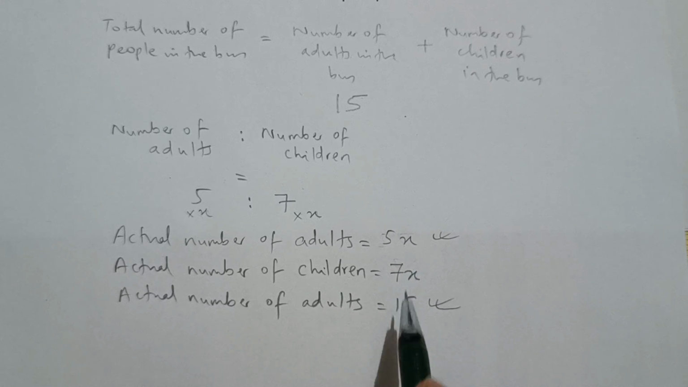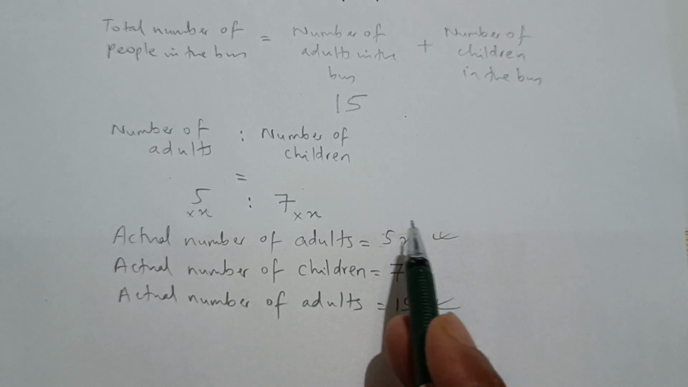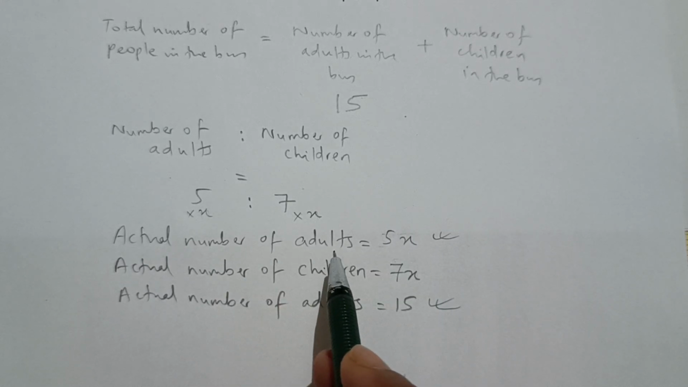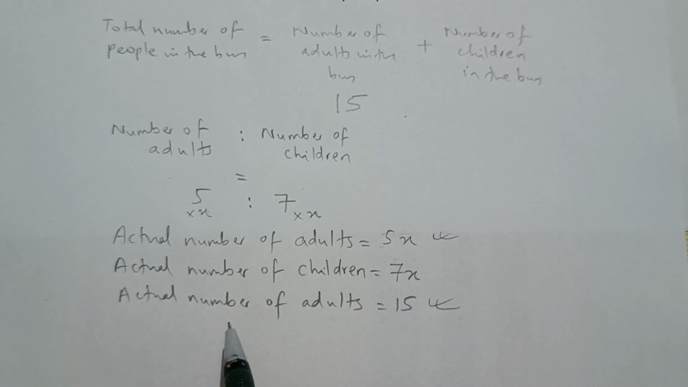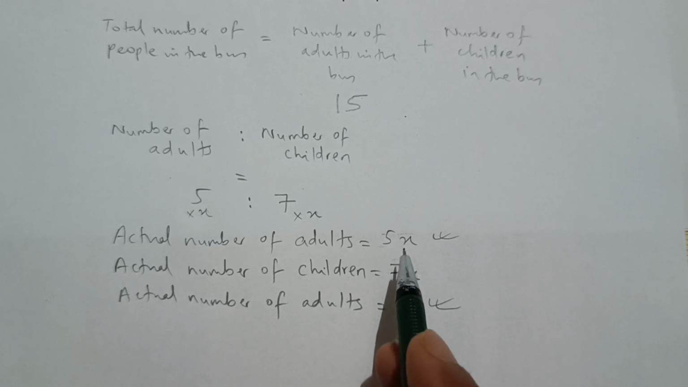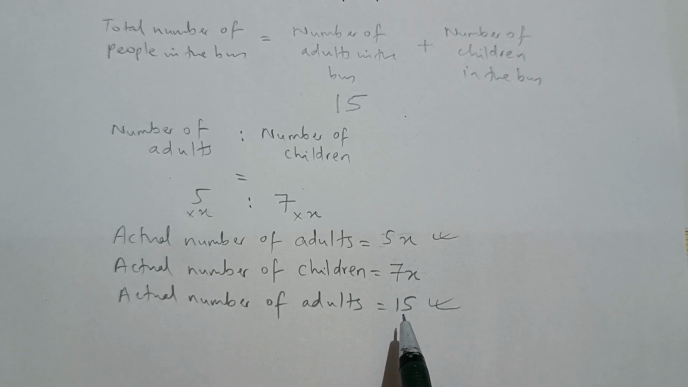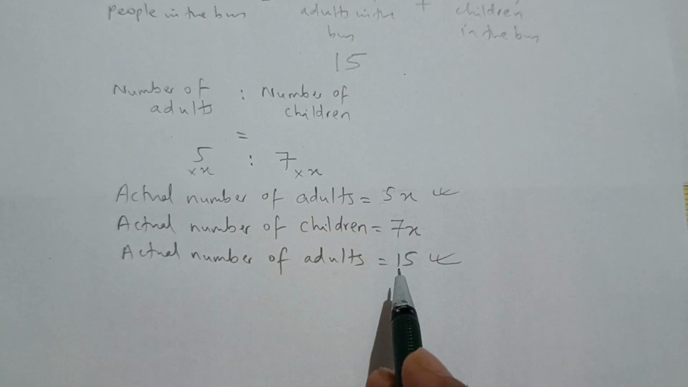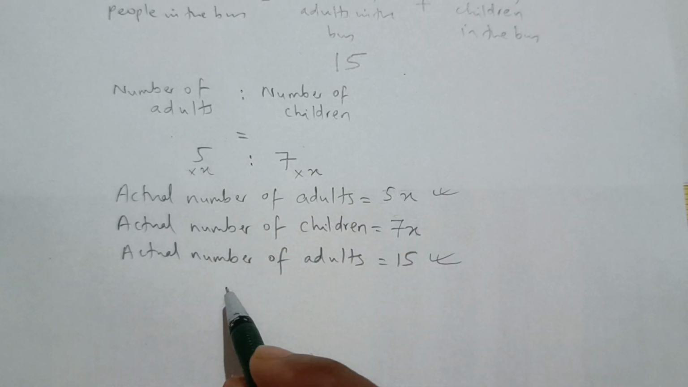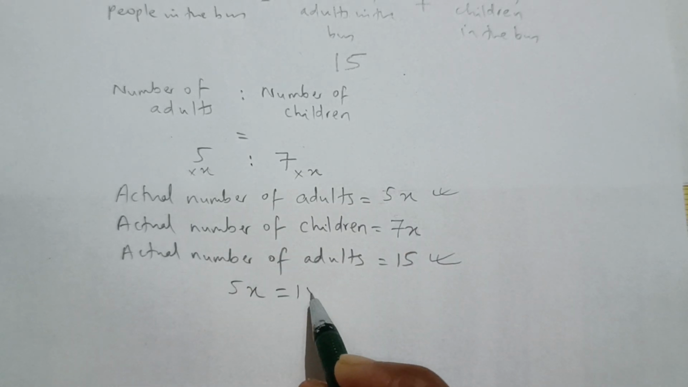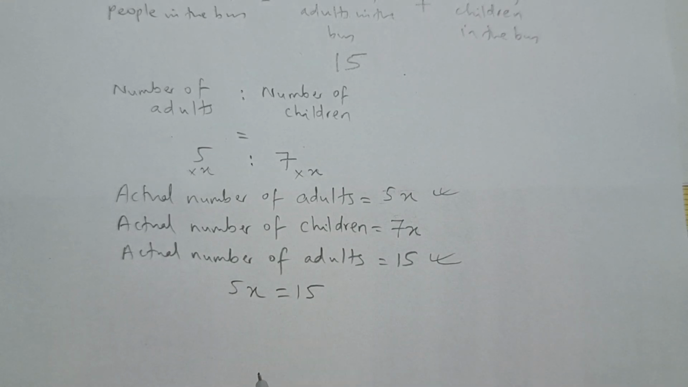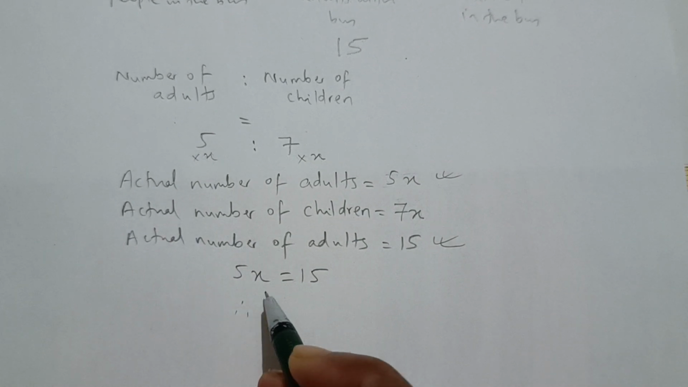5x and 15 are equal to each other because 5x is the number of adults in the bus and 15 is also the number of adults in the bus. So from these two statements I can say that 5x is equal to 15. From here I can find the value of x.